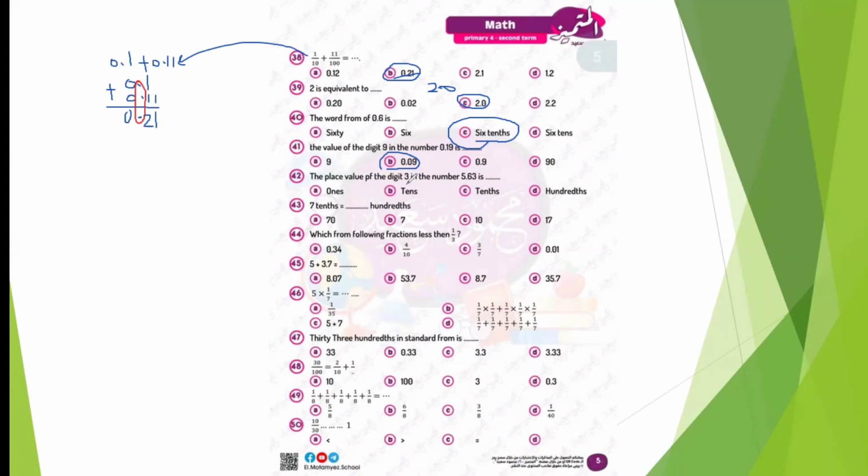42. The place value of 3 is each 5 in units, 6 in 10th, and 3 in 100th.